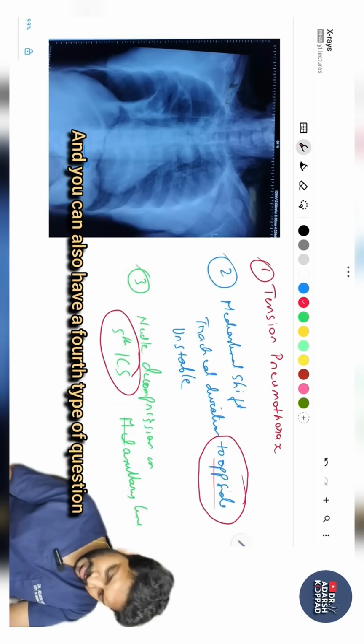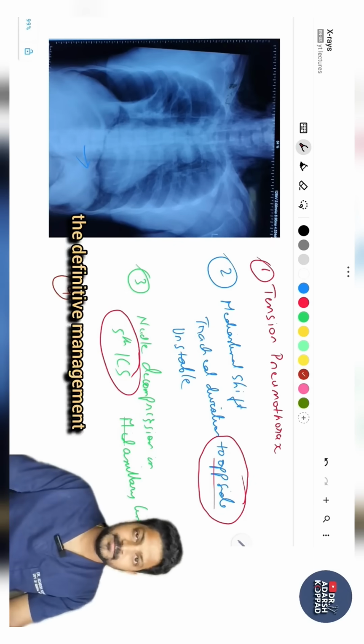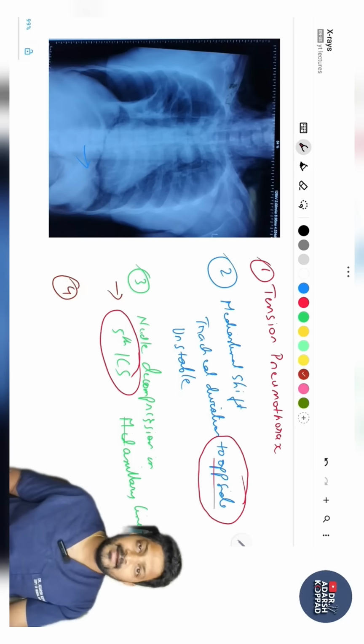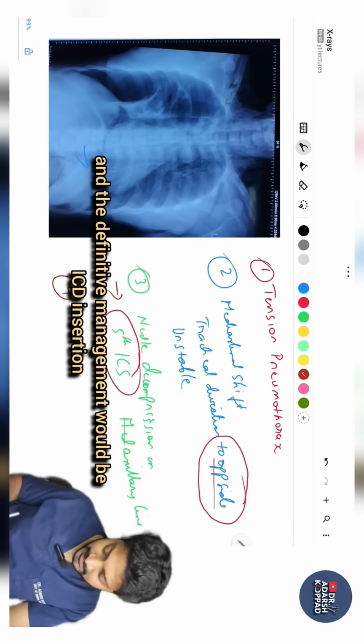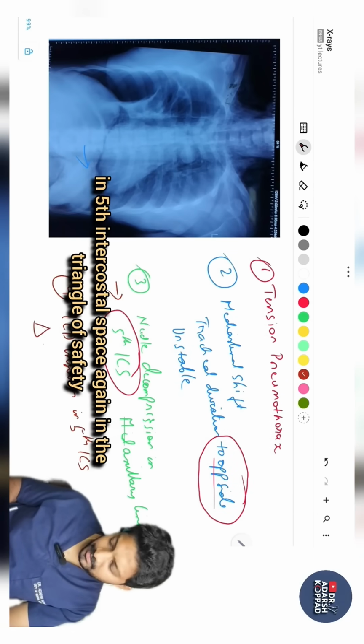And you can also have a fourth type of question in this, that is the definitive management. So in tension pneumothorax, needle decompression would be the immediate next best step, and the definitive management would be ICD insertion in the fifth intercostal space, again in the triangle of safety.